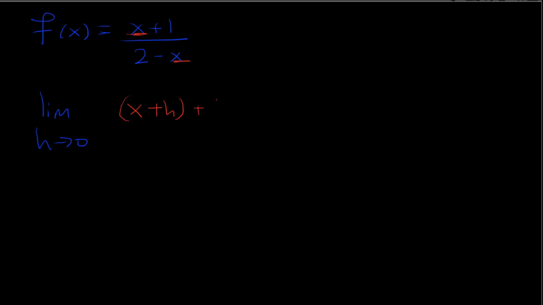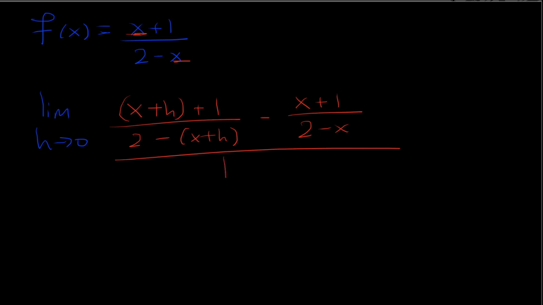Last one here, we'll be looking at a rational function. So we'll say f of x is equal to x plus 1 over 2 minus x. So I'm going to be looking at the limit as h approaches 0 of f of x plus h. So for every x, we're going to replace it with x plus h, minus f of x, all over h.